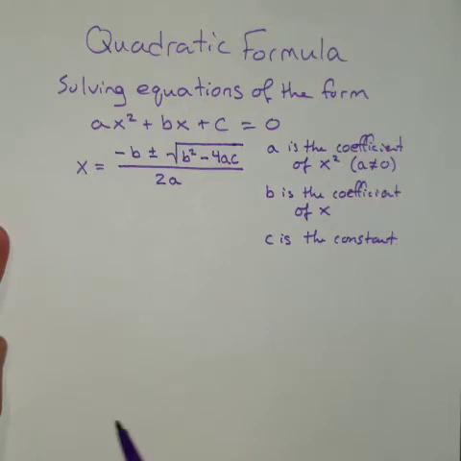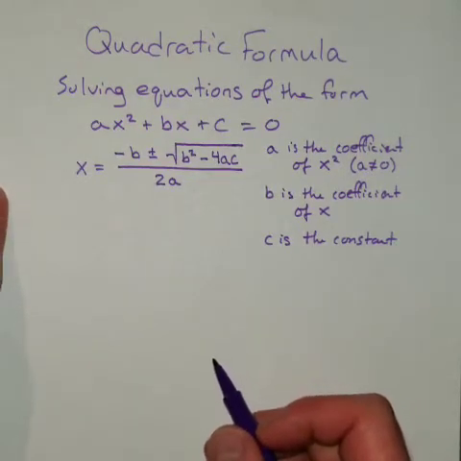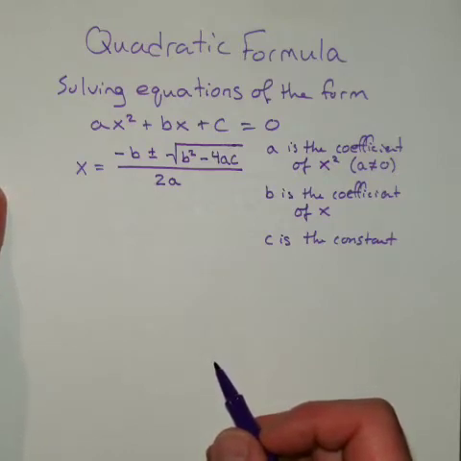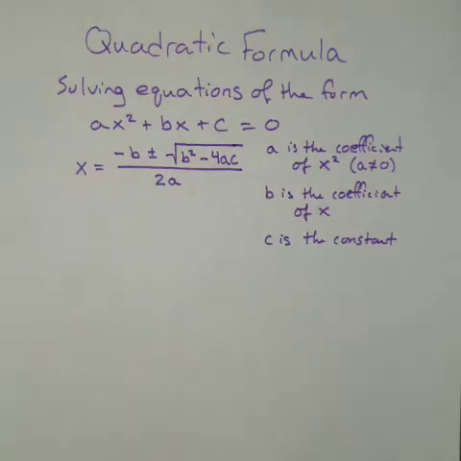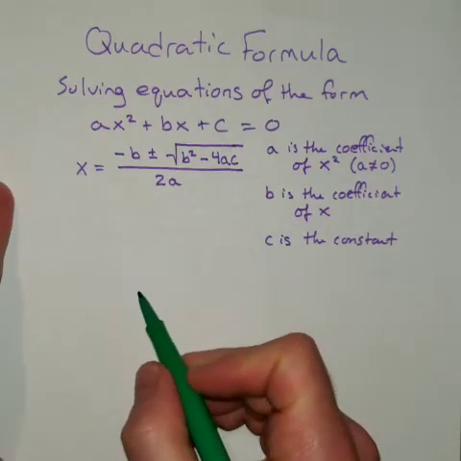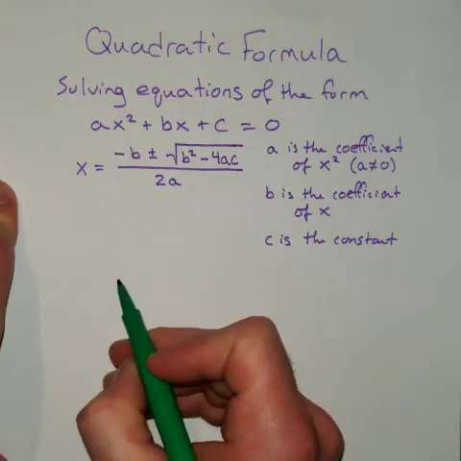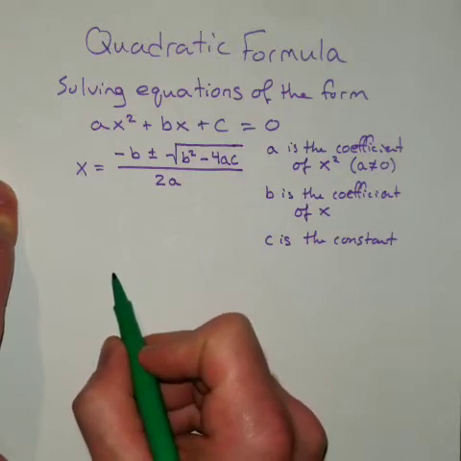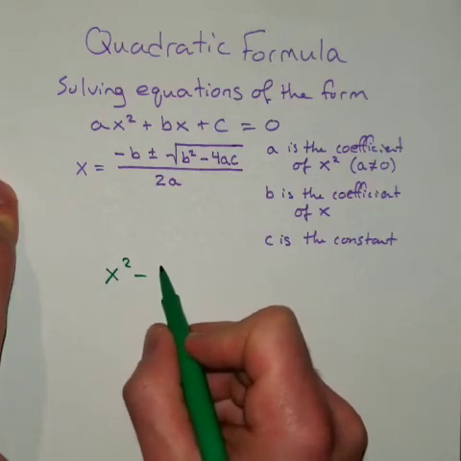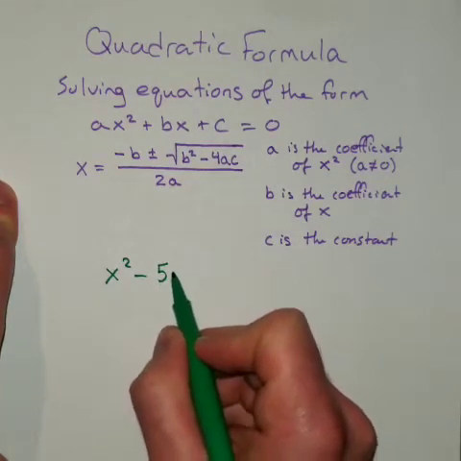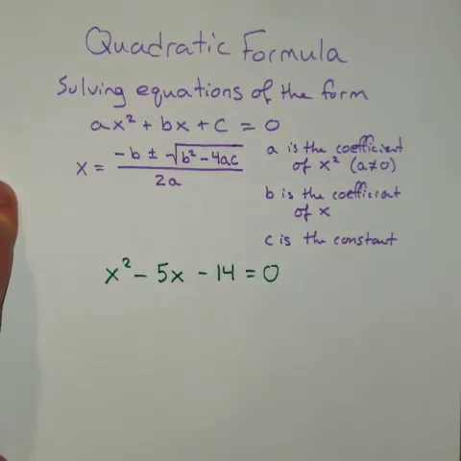Now just a quick example. I'll do an example here, and then give you some more examples in the next couple videos. So let's run through one. We'll do one that's a little bit more basic, and then we'll increase the difficulty as we go. So let's try one like x squared minus 5x minus 14 equals 0.